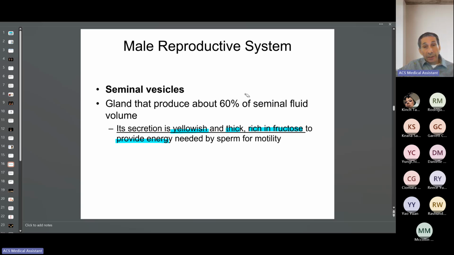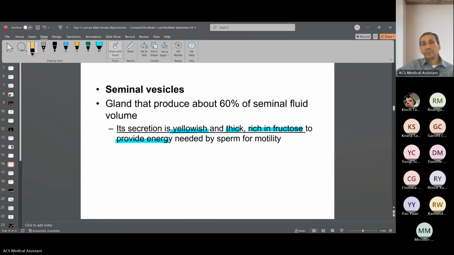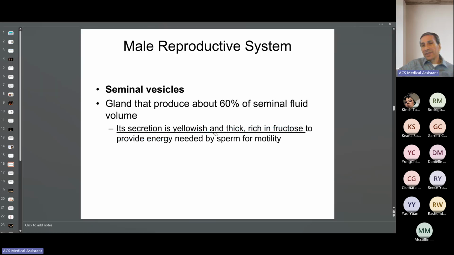No, we're not talking about one sperm just moving. We're talking about millions of sperm leaving the epididymis or the testicle. And how are they going to swim? They need all this media, this secretion, so they can move up the current of these tubes. So this is the first gland, the seminal glands.